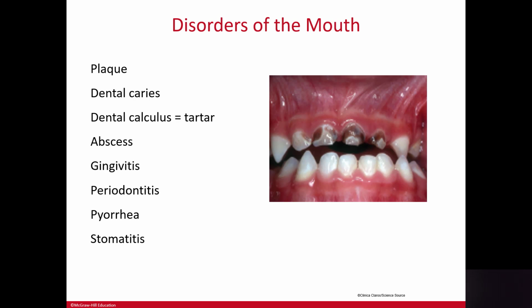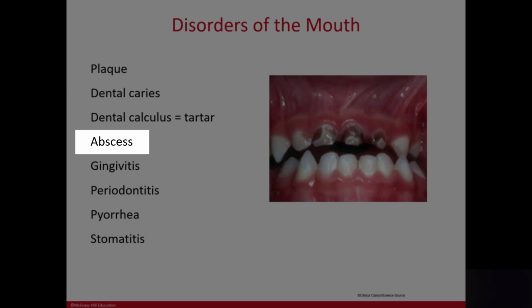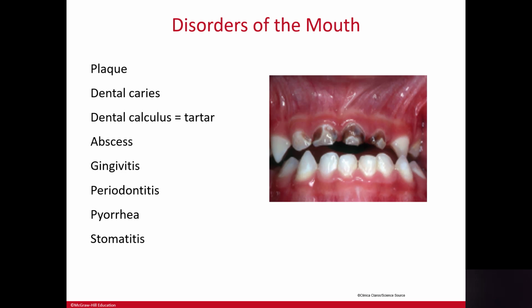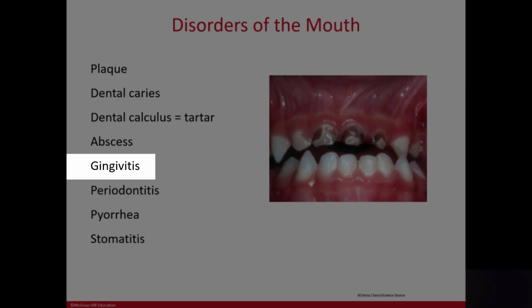And these build up along the gingival border, or the line of the gums on the teeth. And that is the very beginnings of dental disease. An abscess is basically a collection of pus, and this can occur anywhere in the body. Any kind of collection of pus is referred to as an abscess. And this refers to, obviously, an infection if it's a collection of pus, but it can be very serious in the mouth.